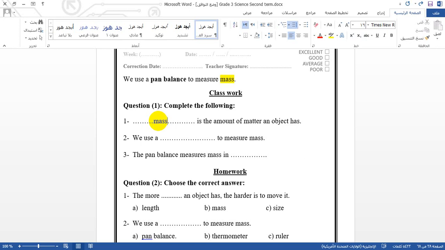So now let's go to the next space. We use a what to measure mass? We use what exactly, guys, for measuring the mass? How many times I told you which tool we use for measuring the mass? We use the band balance. The band balance is used for measuring the mass. So we should write band balance.